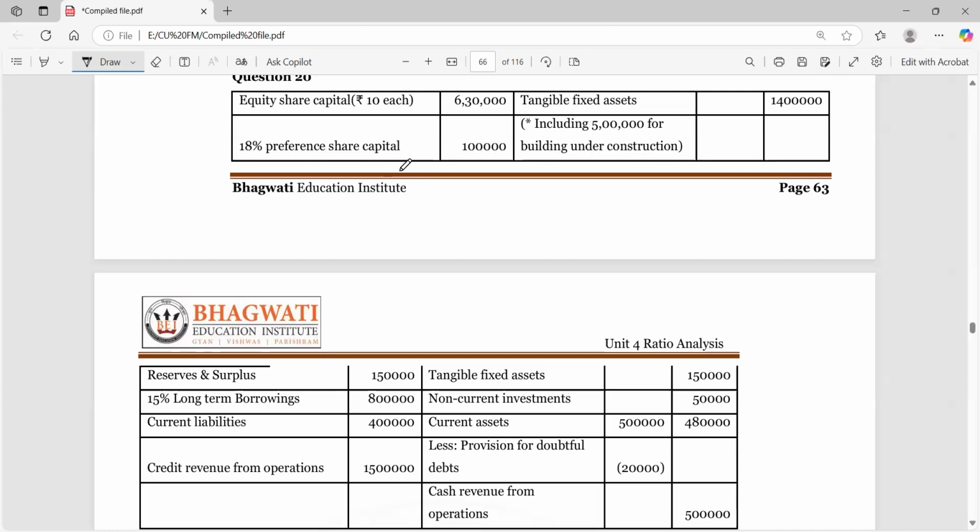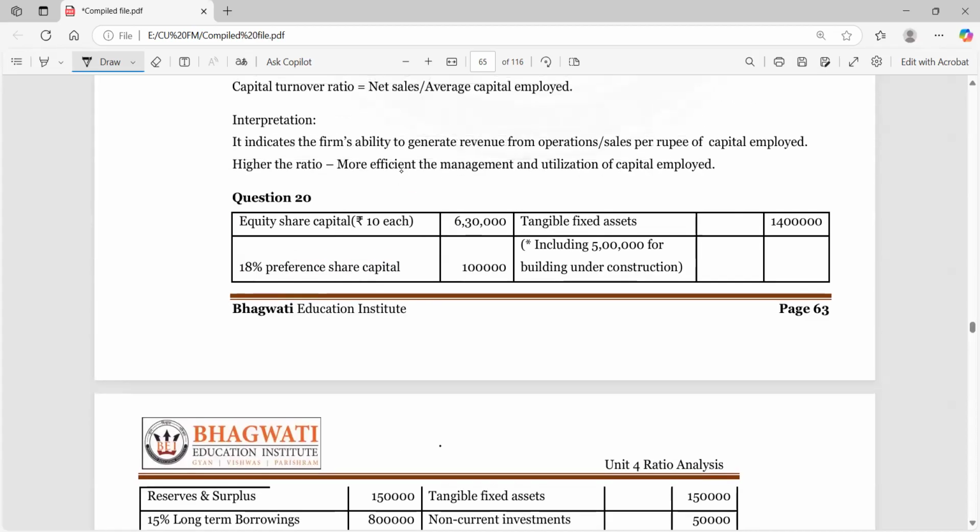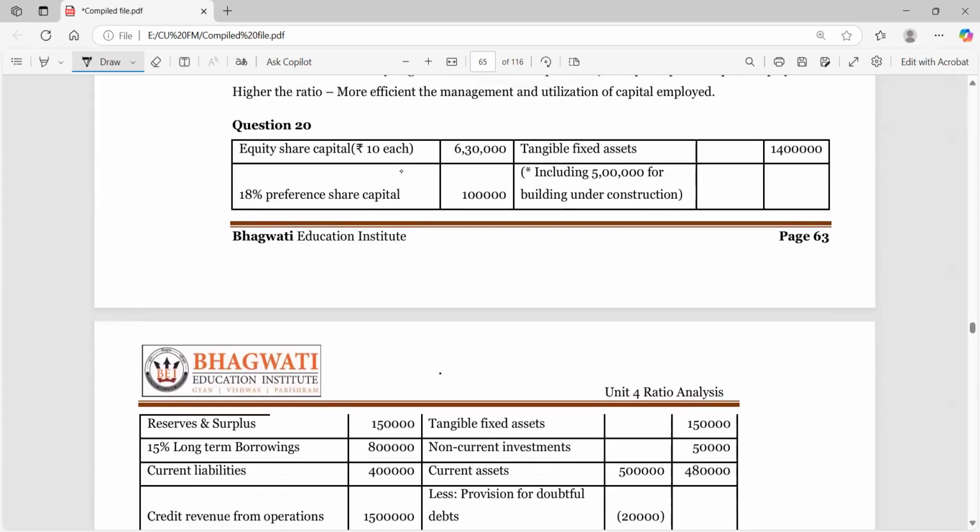Capital turnover ratio. Listen, I will do it. Total sales is how much? So capital turnover ratio is sales, 20 lakh, divided by capital employed.